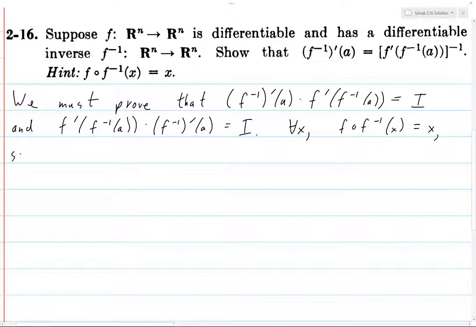And then if we take the derivative of this equation, on the left-hand side, we use the chain rule. So we start with f prime of f inverse of x, and then we multiply by the derivative of the thing on the inside, and the thing on the inside here is f inverse of x, so we multiply by f inverse prime of x. And this is I. Yeah, so that's one of them.